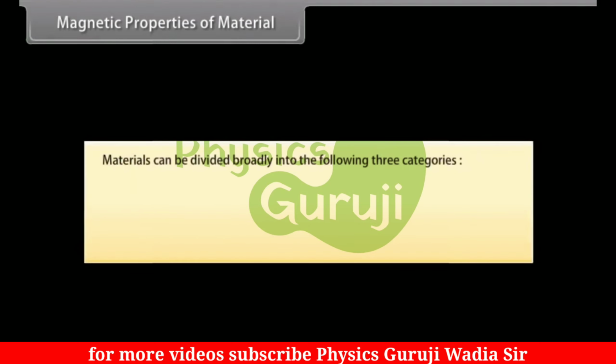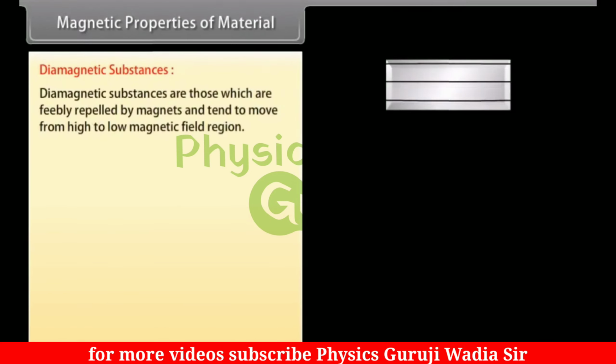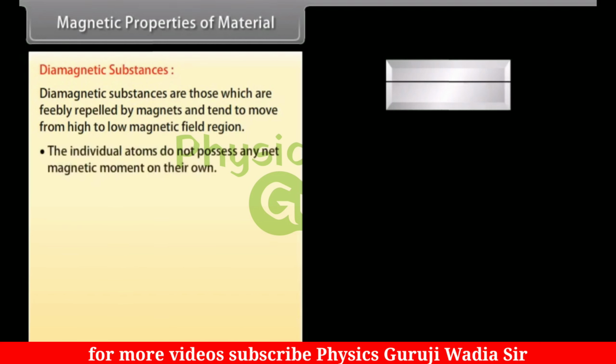Magnetic properties of material. Materials can be divided broadly into the following three categories: diamagnetic substances, paramagnetic substances, ferromagnetic substances. Diamagnetic substances. Diamagnetic substances are those which are feebly repelled by magnets and tend to move from high to low magnetic field region. The individual atoms do not possess any net magnetic moment on their own. The magnetization M varies with H in a linear way.